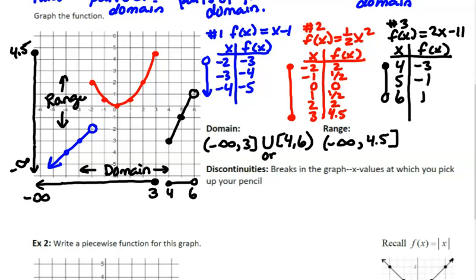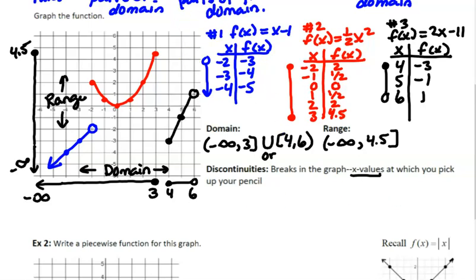Now, one other little definition to mention for a piecewise function is what's called a discontinuity. A discontinuity is a break in the graph, and you can see we have two breaks in the graph, a break between the blue section and the red section, and between the red section and the black section. But how do we describe those breaks? Breaks in the graph are x values at which you pick up your pencil when you're drawing along the graph.